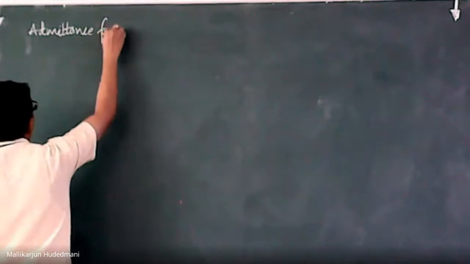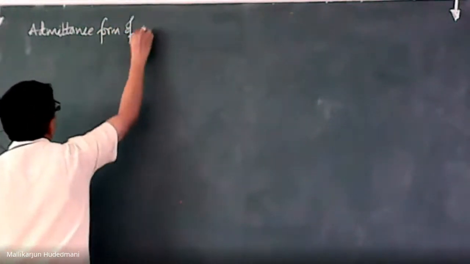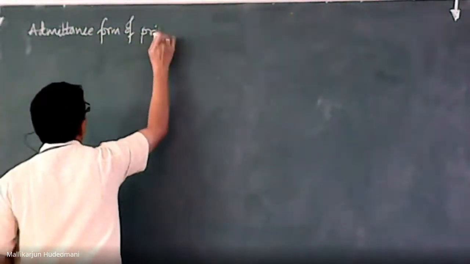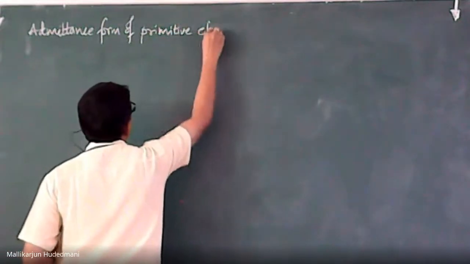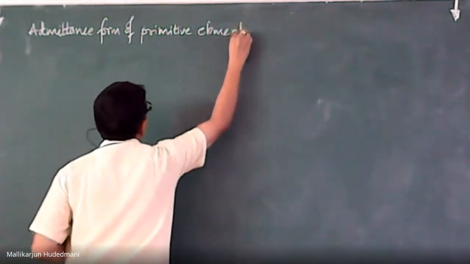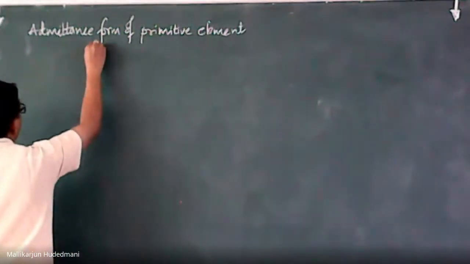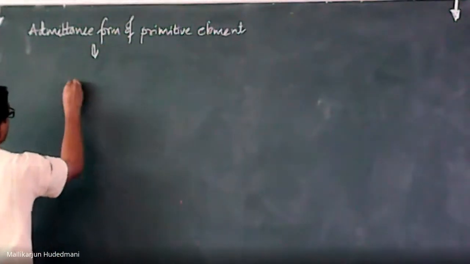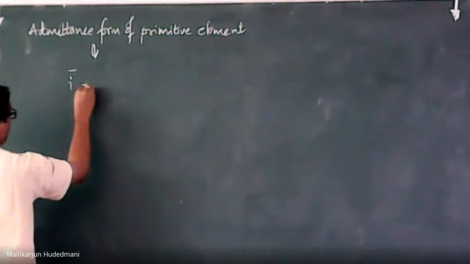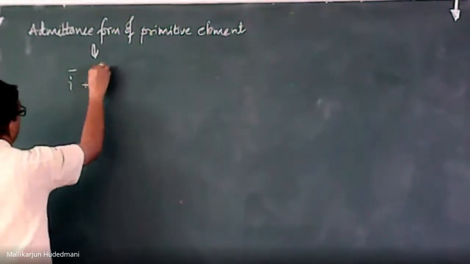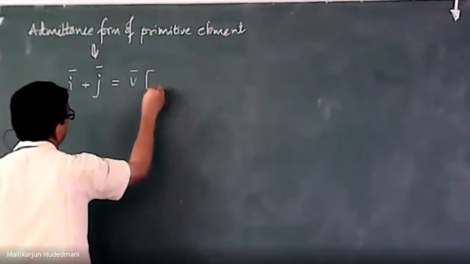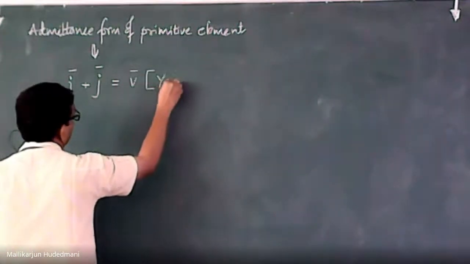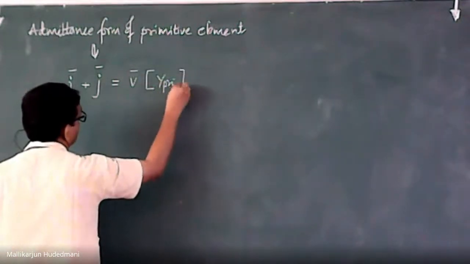Admittance form of primitive element. We have seen, and finally we could conclude, a vector of I plus vector of J is equal to vector of V and a matrix Y primitive was discussed.